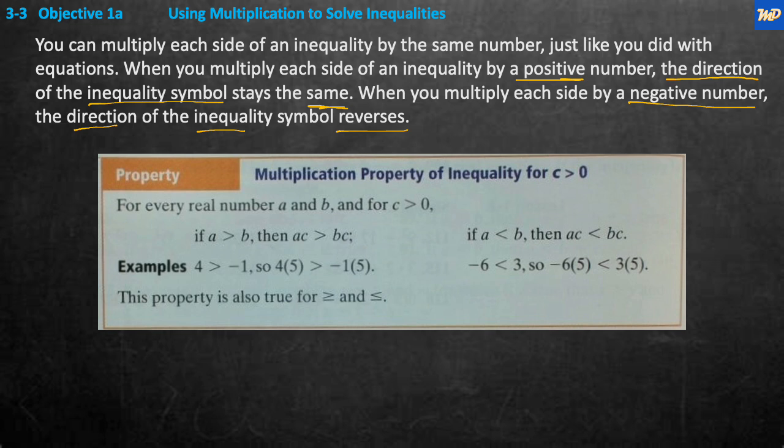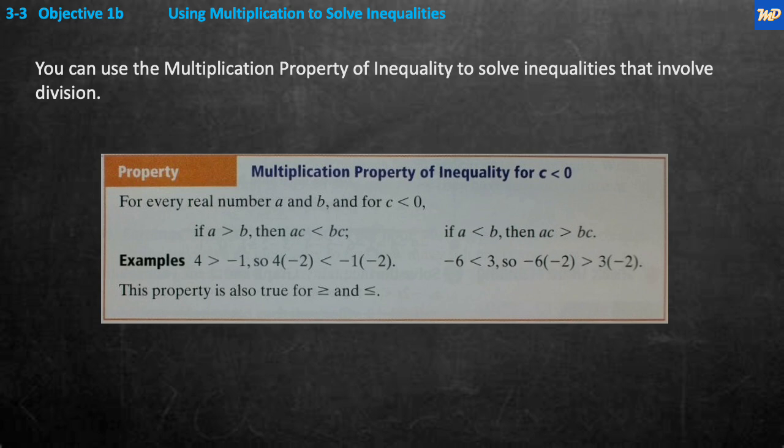And here we can look at the other. Negative 6 is less than 3, so negative 6 times 5, which is negative 30, is less than 15. And yes, it is. This property is also true for greater than or equal to and less than or equal to. Here they've just used greater than or less than, but it's also true for the equal-to symbols. You can use the multiplication property of inequality to solve inequalities that involve division.